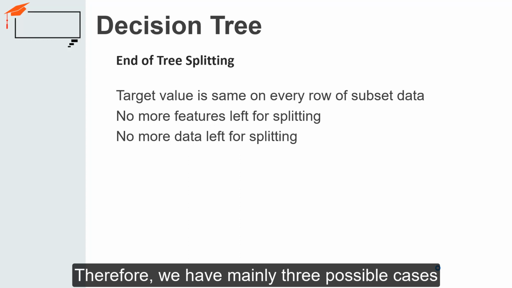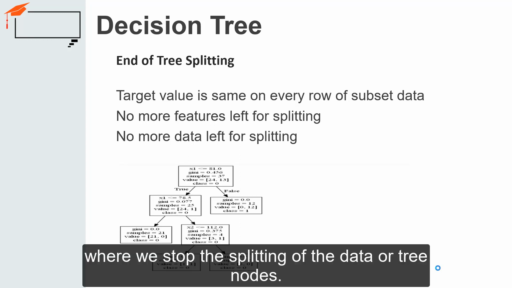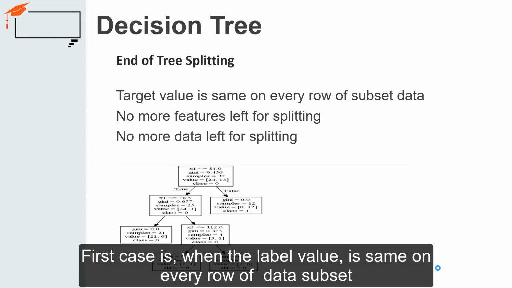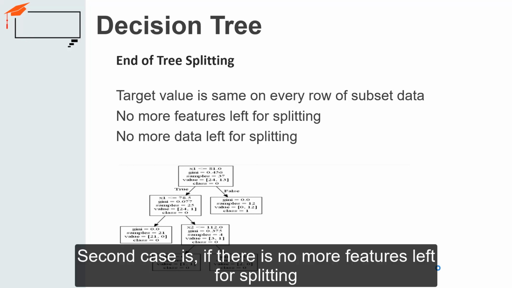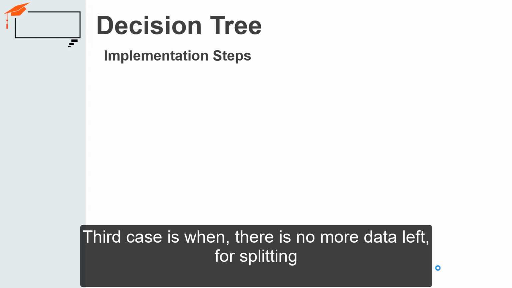Therefore, we have mainly three possible cases where we stop the splitting of the data or tree nodes. First case is when the label value is the same on every row of data subset. Second case is if there are no more features left for splitting. Third case is when there is no more data left for splitting.